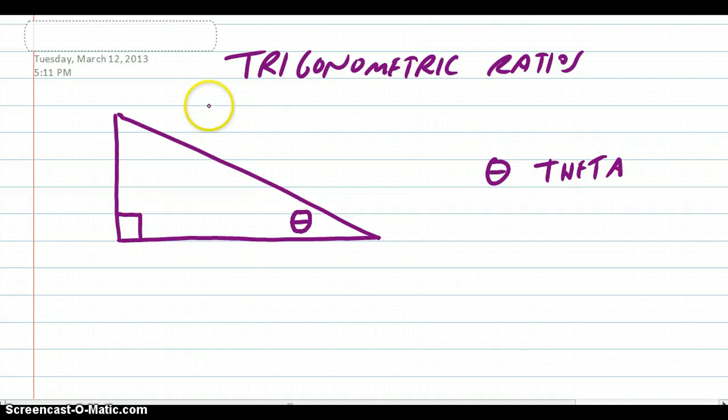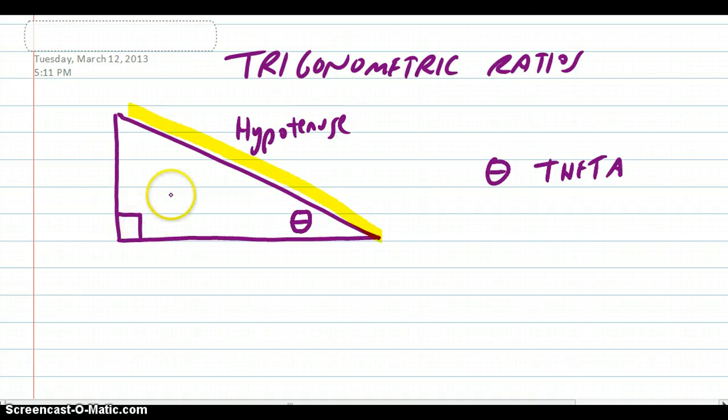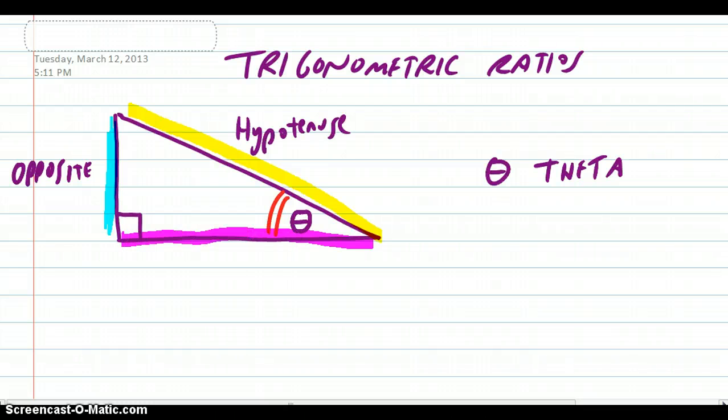We talked yesterday about how this yellow side here, we're going to talk about that as being the hypotenuse. It's the hypotenuse because it's the side across from the 90-degree angle. If this is our highlighted angle in red down here, if theta is our angle, then the side across from it, this turquoise side over here, is going to be called the opposite. And this bottom side here, which I'll make pink, we're going to call the adjacent side.